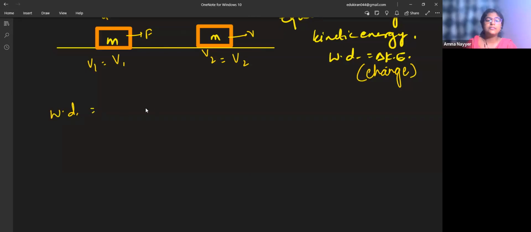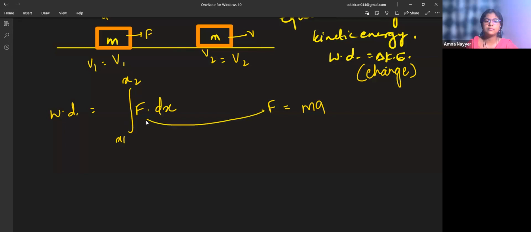Work done is F dot dx, integrating it from x1 to x2. This is the formula of work done which we have studied. Since we are not taking displacement, we can take velocity also. Further, we can change velocity. We'll see that. Now, force will be what? Mass of the system is m. It's accelerating with acceleration a. So F is equal to ma. This is the formula of force. Let's put the formula of force in here. So this becomes m a dx, integrating it from x1 to x2.